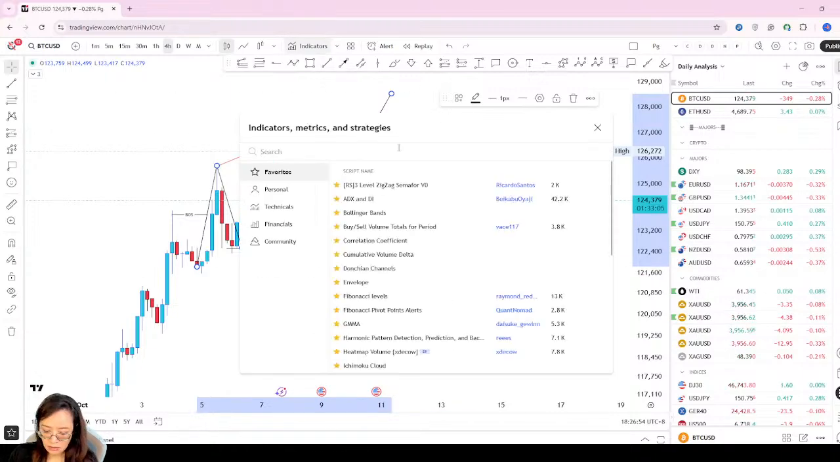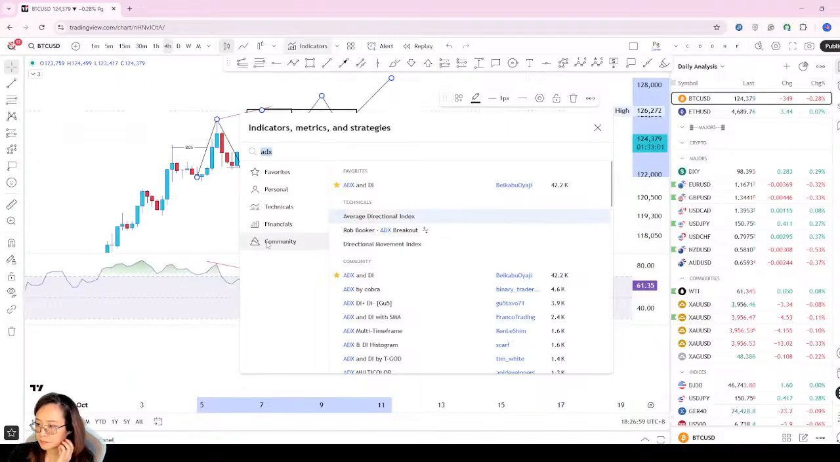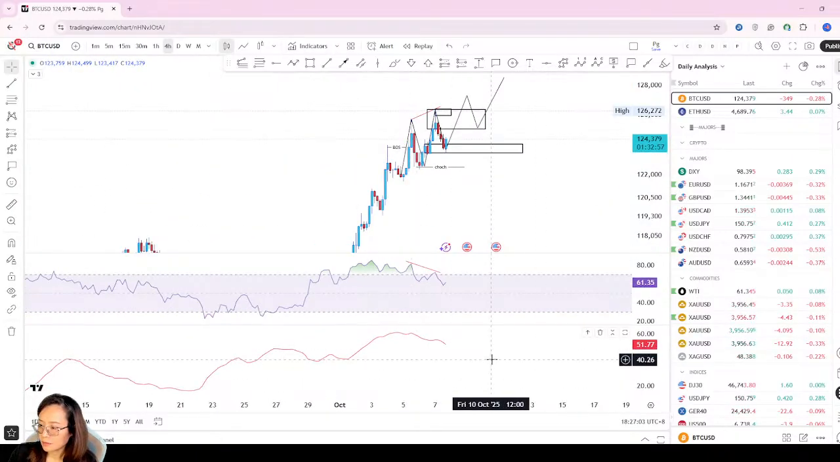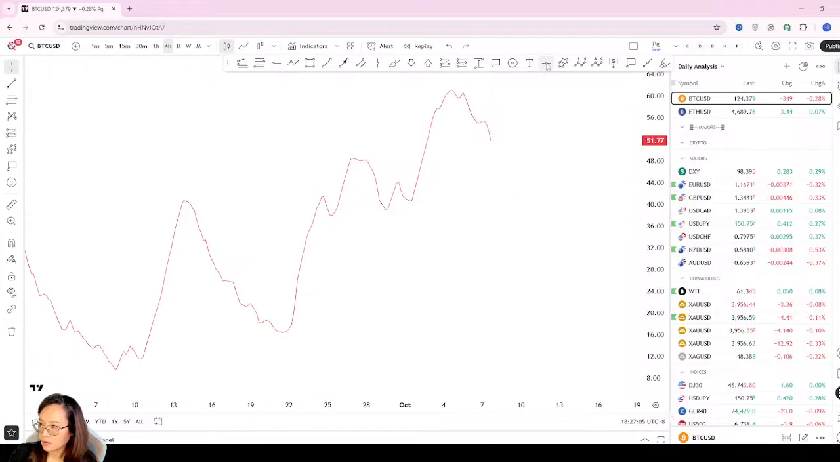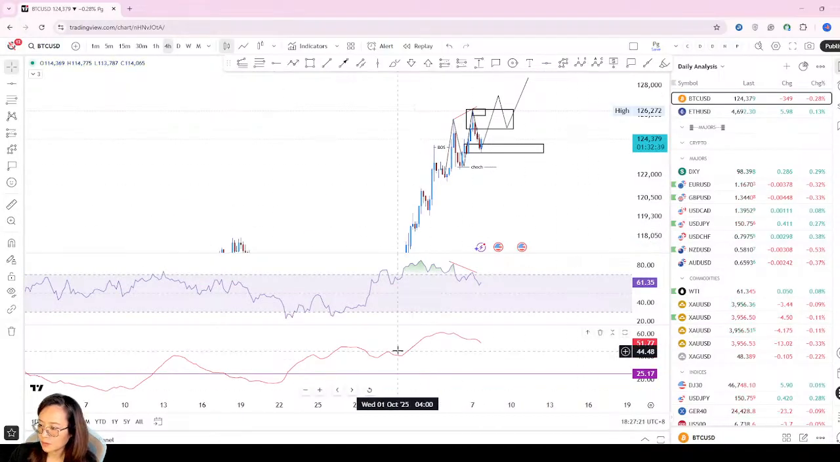Can we use ADX? Okay, right, 25, somewhere around here. It's a really strong uptrend, right?